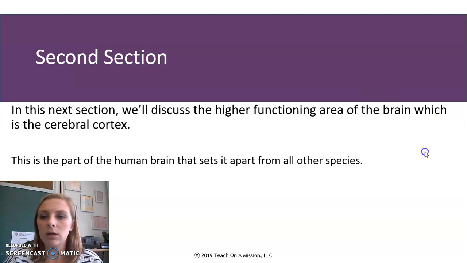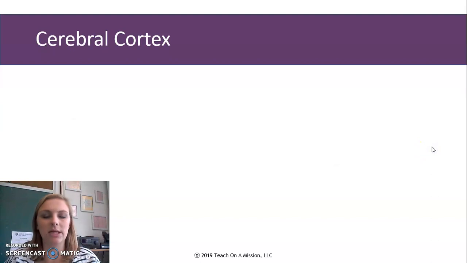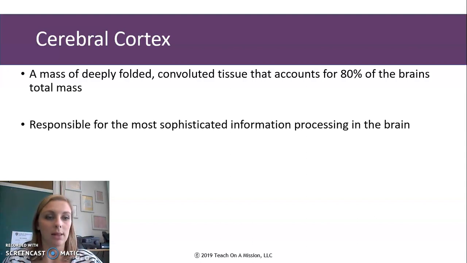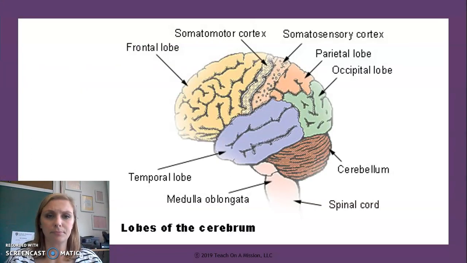So the first thing that we need to know is, what exactly is the cerebral cortex? Well, it is that gut looking part, right? The folds that come together and account for about 80% of our brain's total mass. Like I said, it's responsible for the most sophisticated information processing. So when we're thinking about other people's emotions, when we're trying to work out math problems, or we're trying to comprehend a book that we are reading, those are all happening in our cerebral cortex.